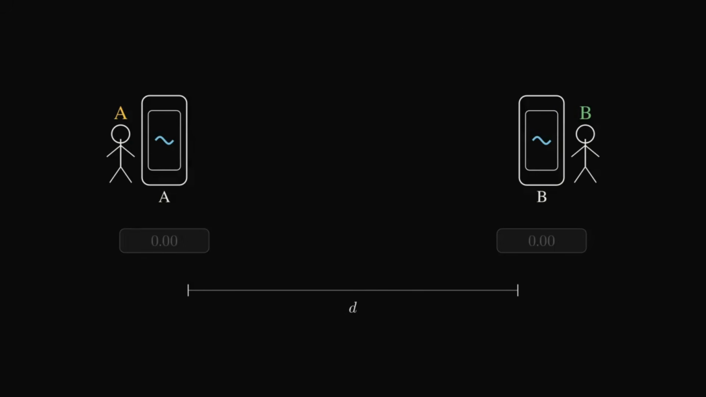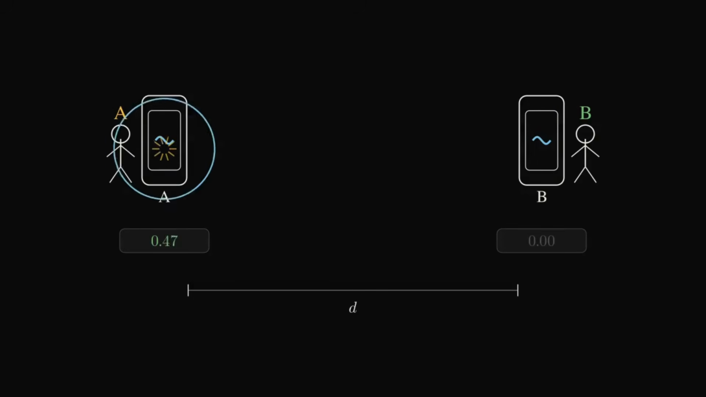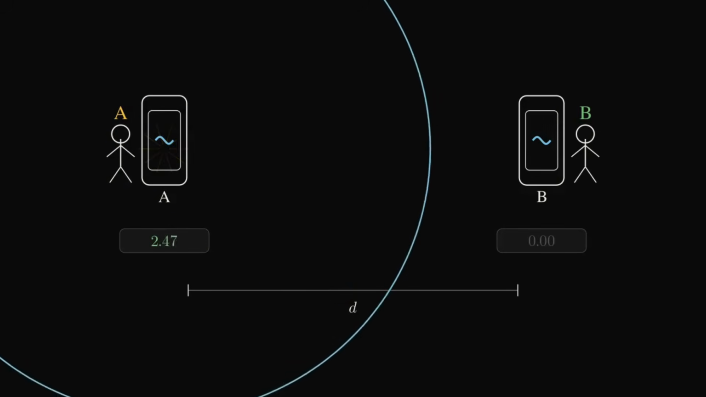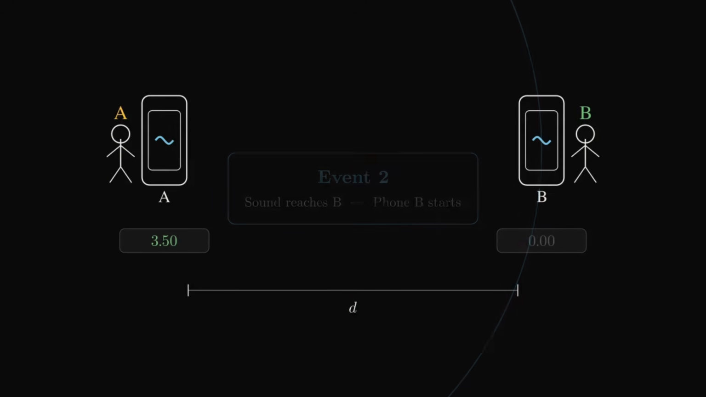First, you clap right next to your phone. This triggers the timer to start on your phone. Sound from the clap now travels to your friend, and a moment later, your friend's timer starts. Now wait a few seconds. Doesn't matter how long. Then your friend claps next to their phone.